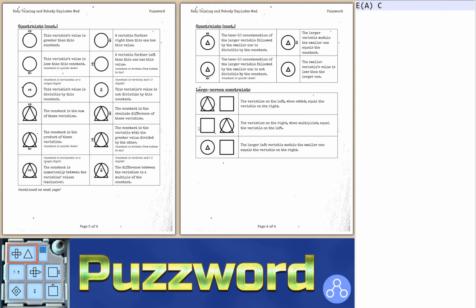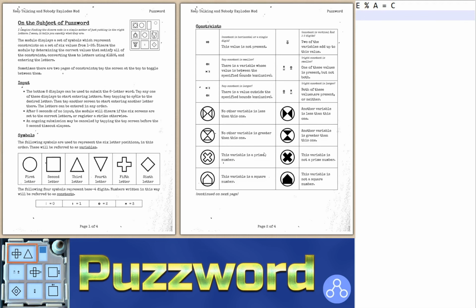And what does that arrangement mean? Well, it means the larger value on the left, variable, modulo the smaller variable, equals the one on the right. So echo modulo alpha is equal to Charlie. There we go. Next, we have two numbers which are both written vertically.